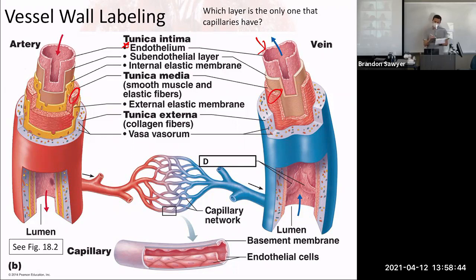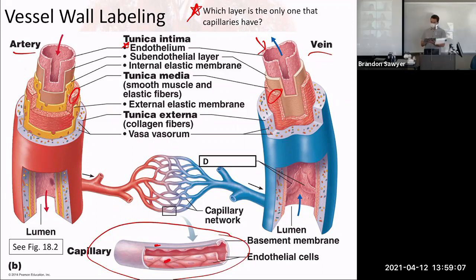And the interesting one here, see there's a capillary: this one's artery, this one's vein, and capillary in the middle. Capillaries only have the tunica intima. They don't have the other layers, so they're very, very small. You can just see those little endothelial cells and the little basement membrane next to those.